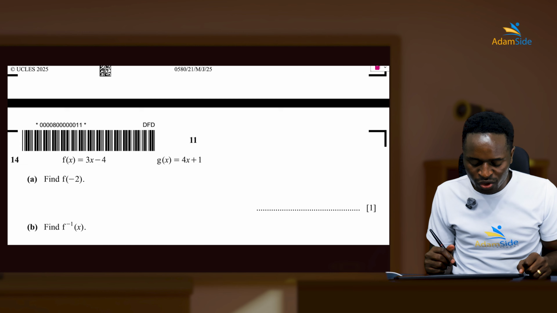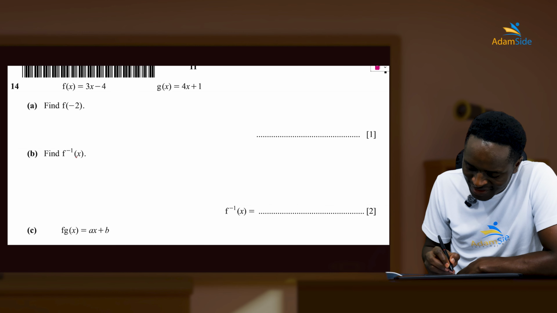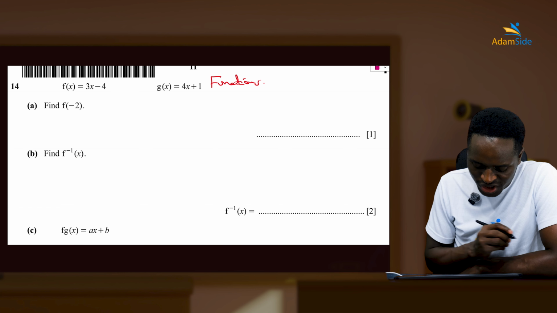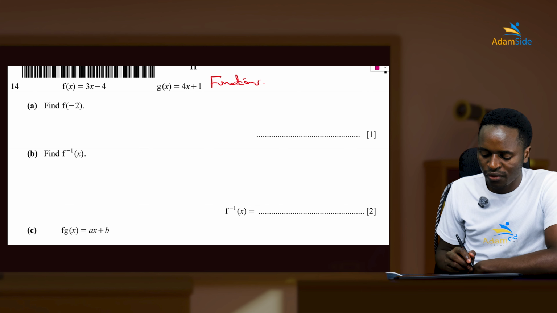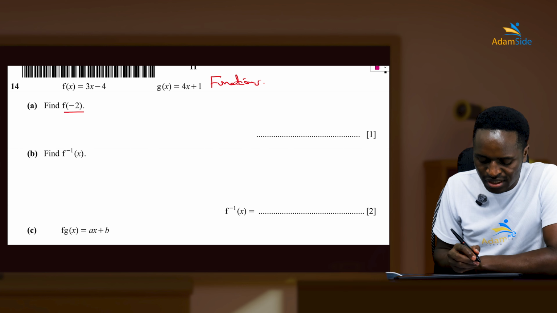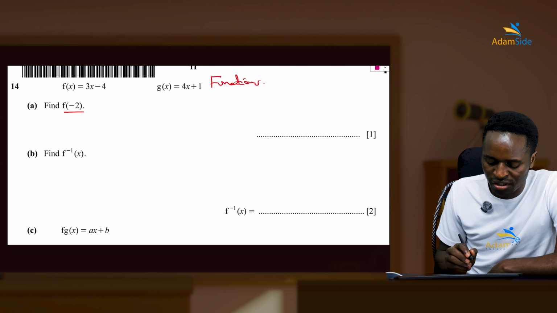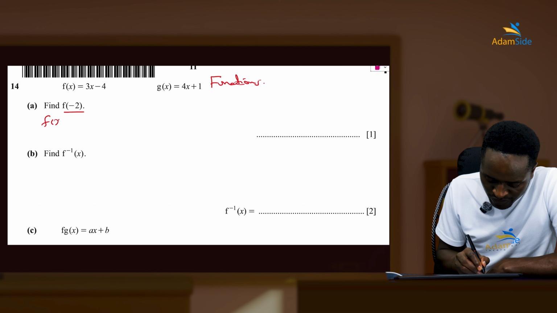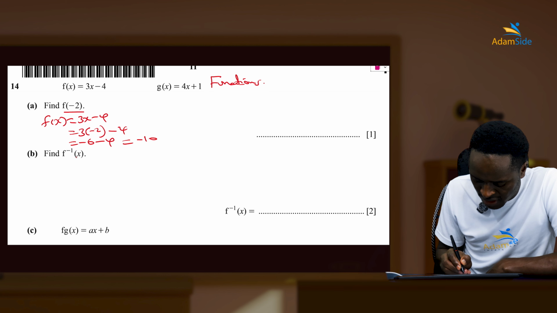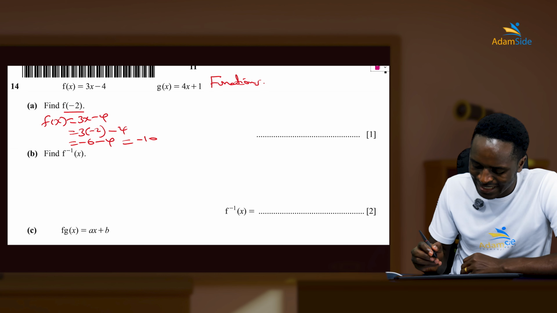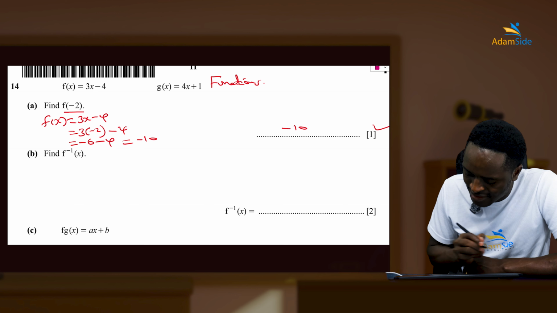Correct. Then we go to functions. This topic is called functions, one of the most important topics in math. f of x is equal to 3x minus 4. g of x is equal to 4x plus 1. So f of negative 2: input negative 2 into the function f of x. So f of x is equal to 3x minus 4. So if you input negative 2, 3 times negative 2 minus 4, what do you get? Negative 6 minus 4 is negative 10. So you get the correct answer as that.